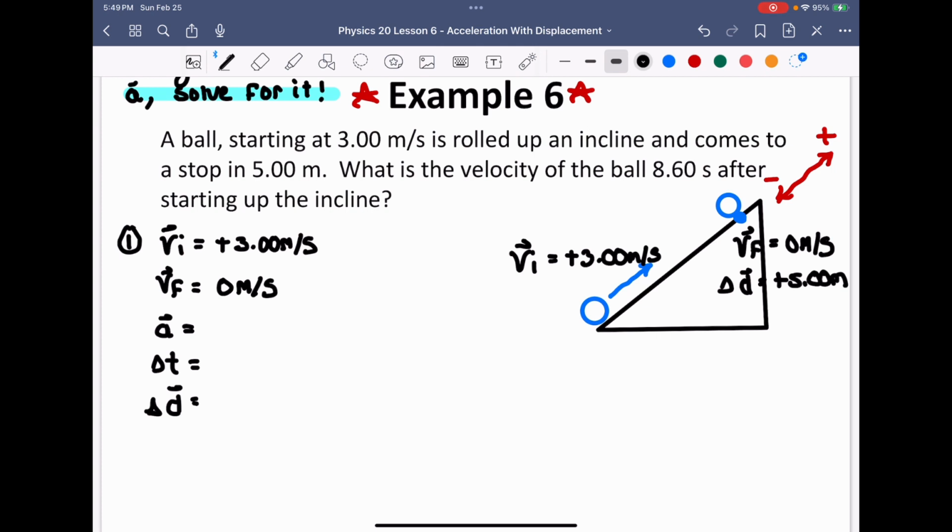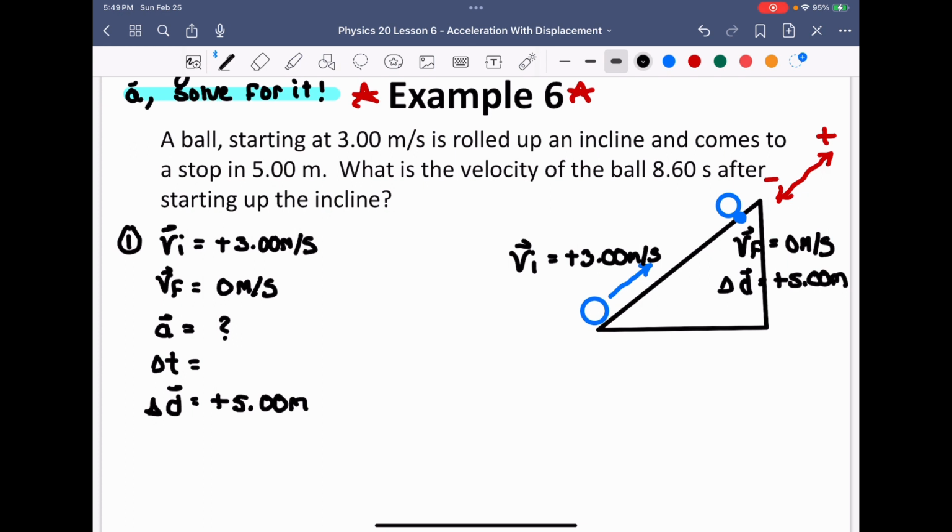So consider us only treating this as kind of a half problem for now, where we're asking, what is the acceleration as the ball goes from the bottom to the top, or to that 5 meter area? Acceleration, that's our question mark. We don't know that. The displacement is equal to positive 5.00 meters, or 5 meters up the ramp.